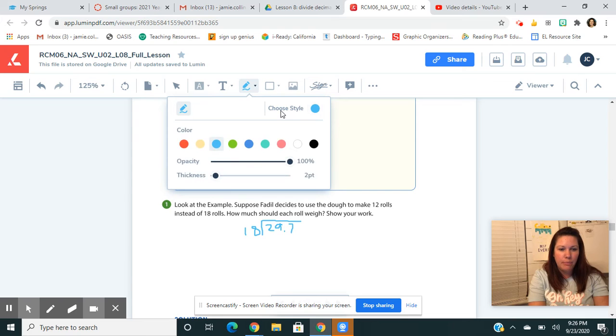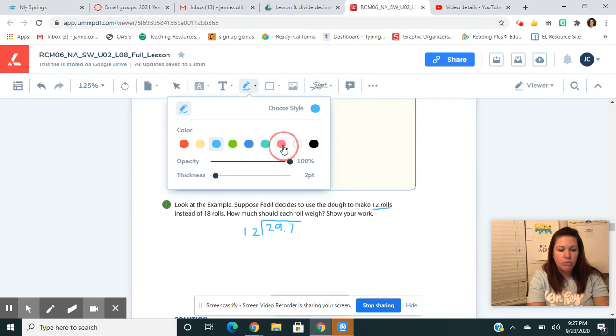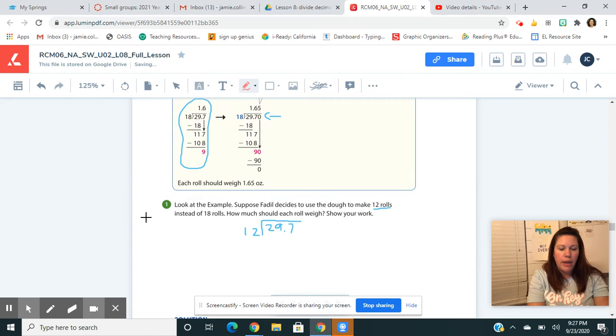And what we're not doing is 18, right? No, let me erase that. We're not doing 18 because this question is telling us to put 12. Do you see? 12 rolls instead of 18. So we're going to do 12 on the outside here. There we go. Now I'm going to change my color. Okay, now I'm going to divide like normal. My decimal is going to go straight up, so it's going to go right here.